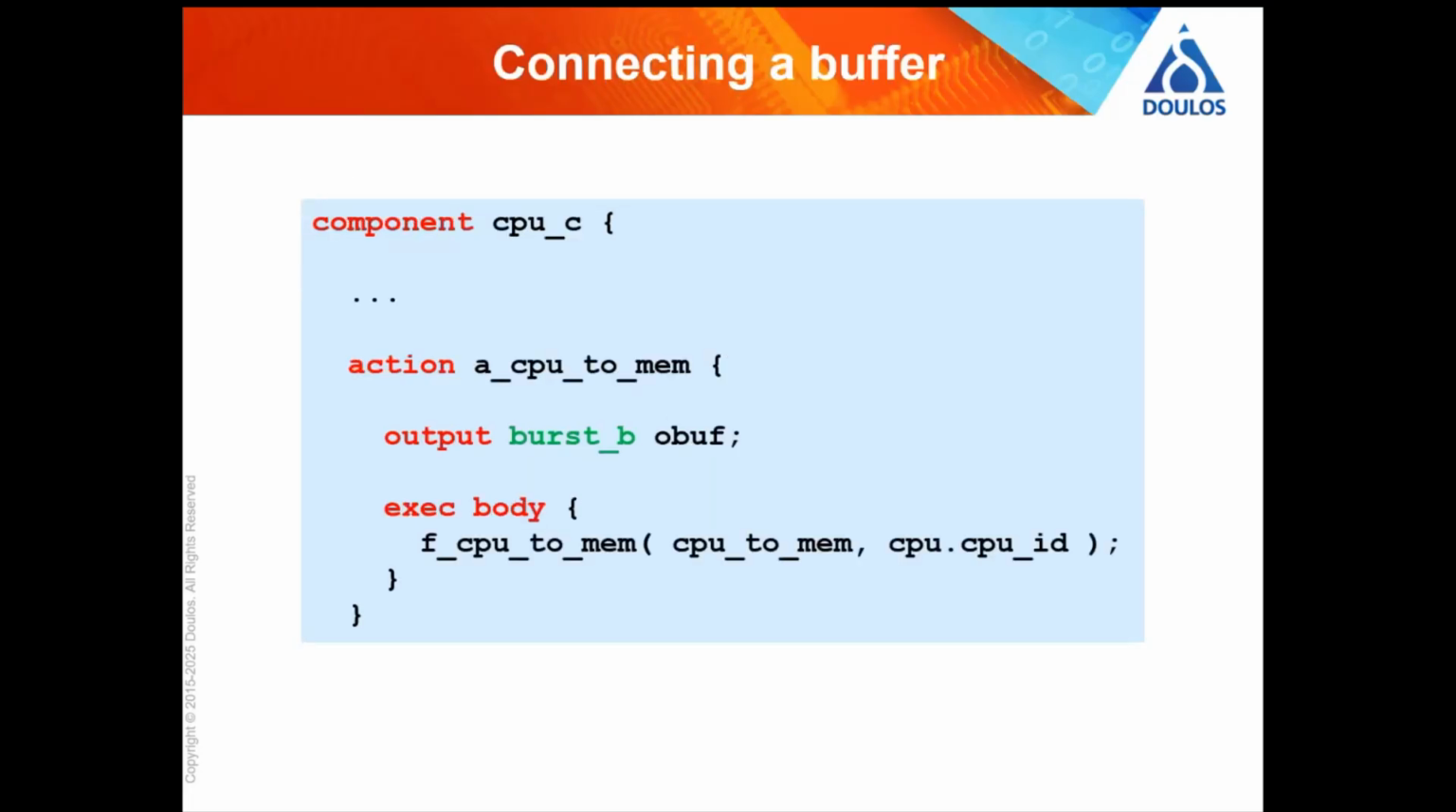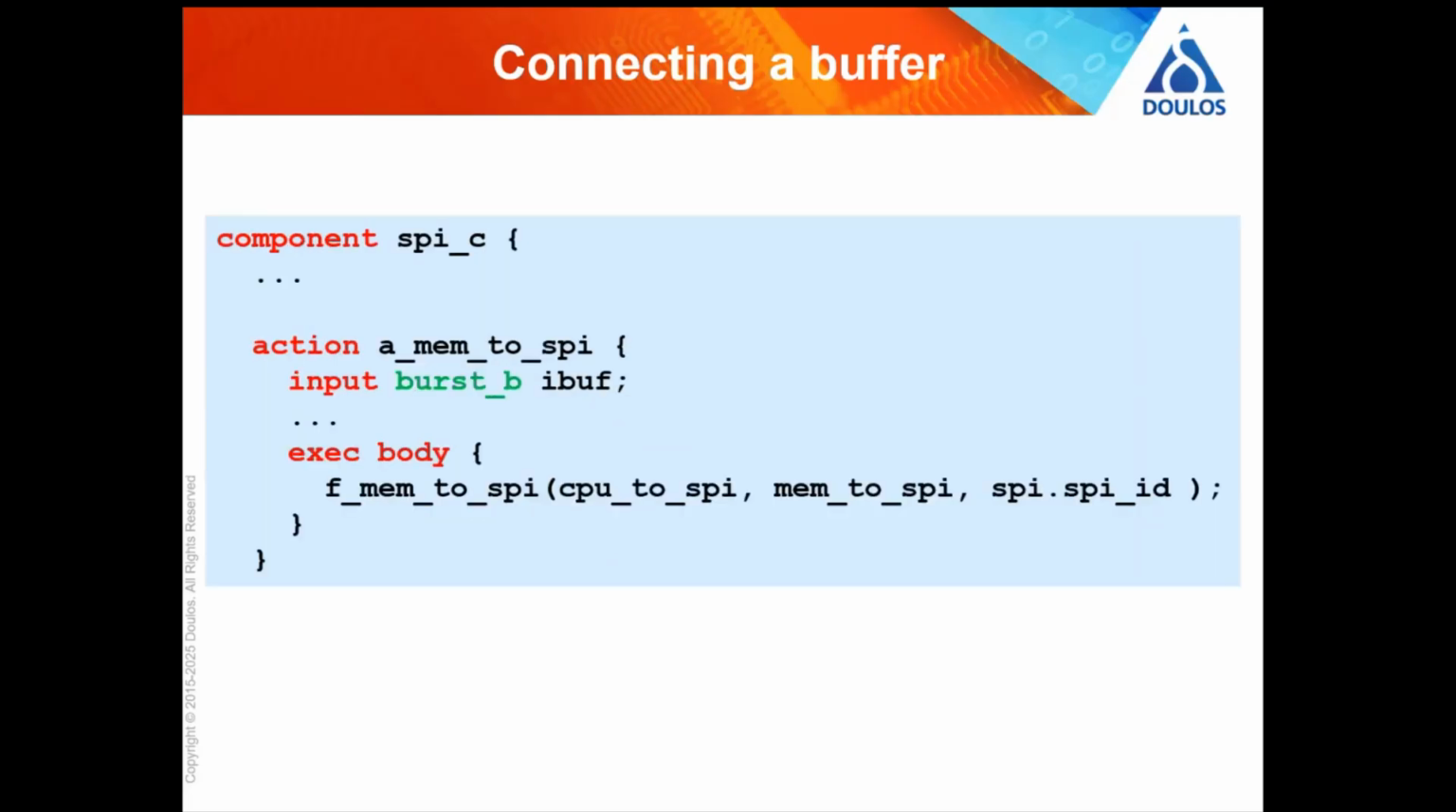So here is a component. A component is just a dumb layer of hierarchy in PSS. Here is a component that's representing the CPU, and you can see we've got an action called CPU to mem, which is copying information from the CPU to one of the memories, and you can see it's outputting one of those buffers. So just remember that. And you can see it's got this thing called an exec body, which is calling a function, and that function is going to be interfaced to UVM, and a sequence is going to get started that does this in UVM.